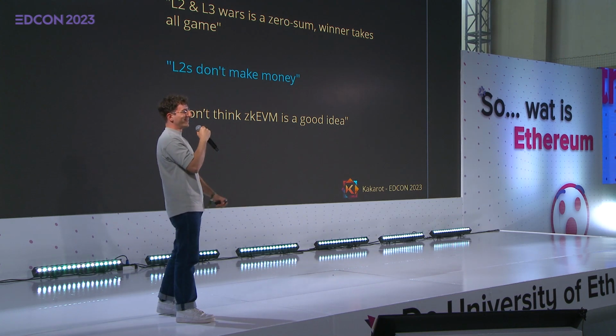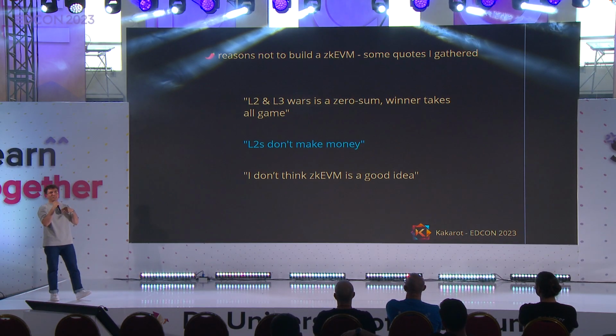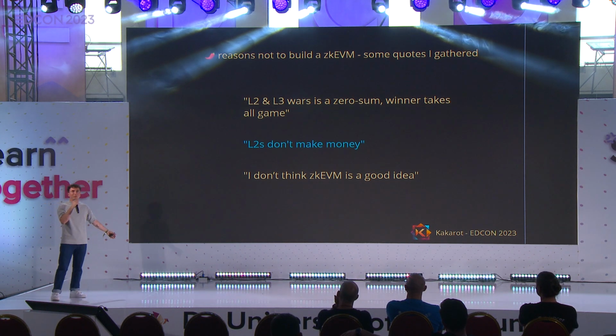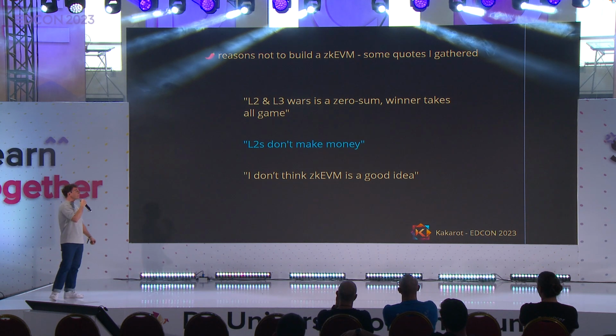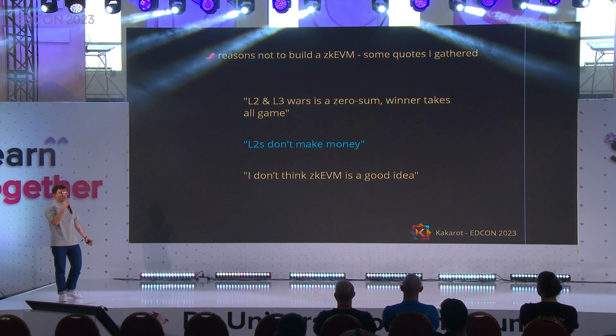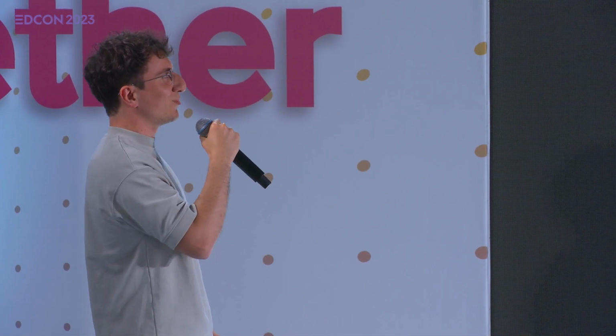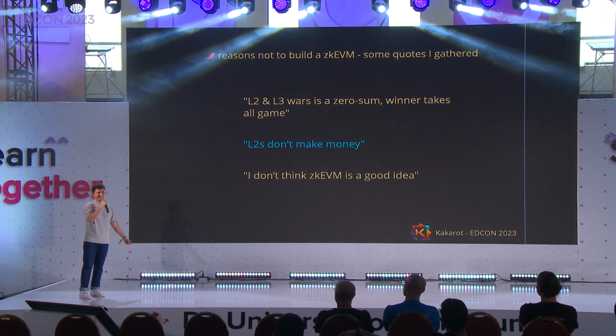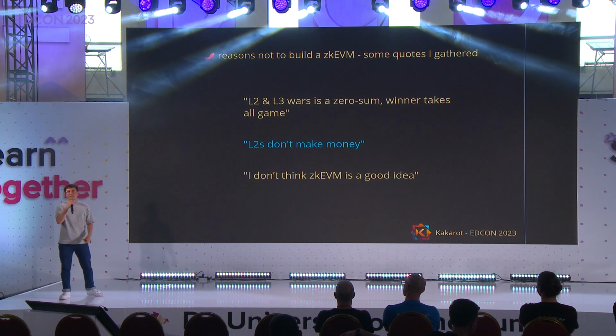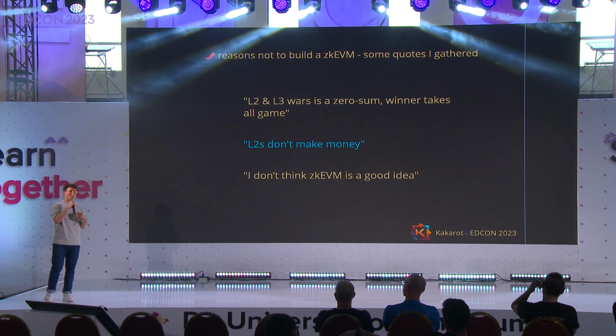zkEVM. First of all, it's very hard, at least if you're going the cryptography route, which Scroll and Polygon zkEVM have undertaken. And essentially, you could say we don't need another zkEVM. The L2 space is quite congested, and why add one more? And then there's no business model, or as someone said, I don't think zkEVM is a good idea. And it might sound like a hater comment, but it makes sense.